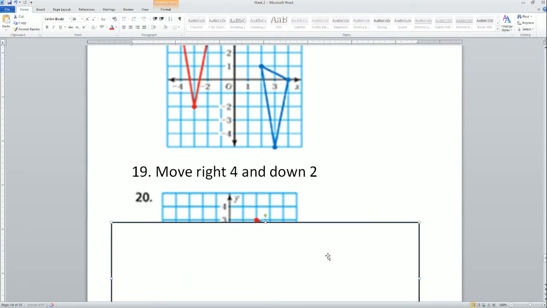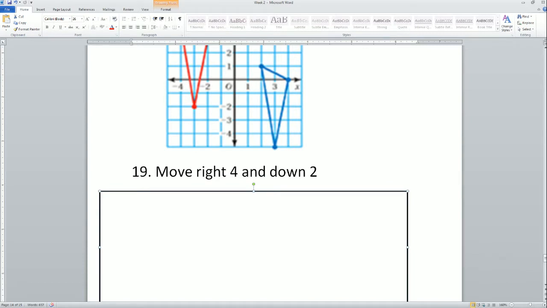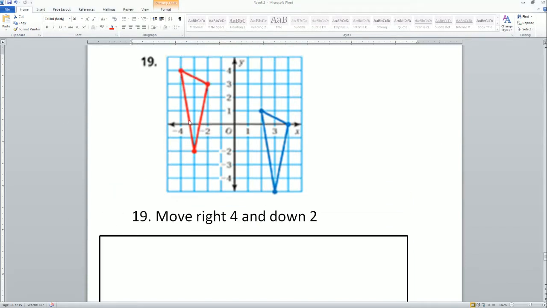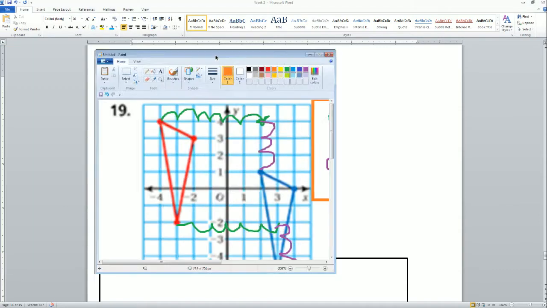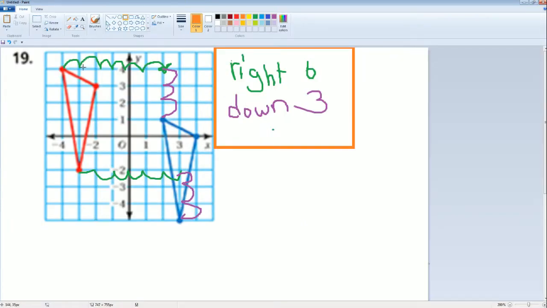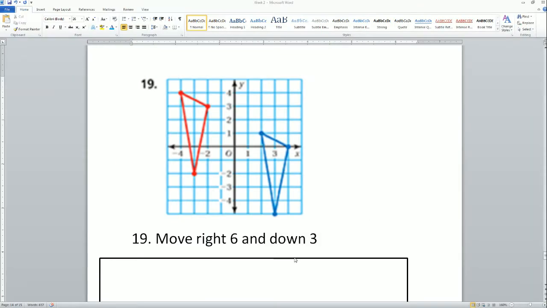So what that means is I'm moving to the right how many times? 6 times. And I'm going down how many times? 3 times. Okay? Again, right here, I showed it to you. Right 6. 1, 2, 3, 4, 5, 6. Then down 3. 1, 2, 3. Okay? So that is the rule.